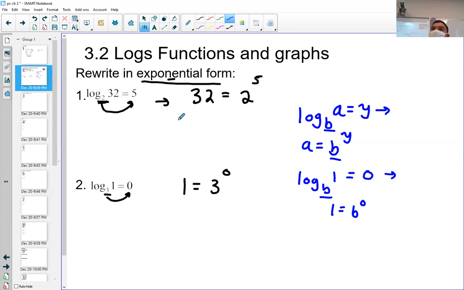So we could rewrite to exponential form. We could also do it backwards, where we rewrite it into log form.